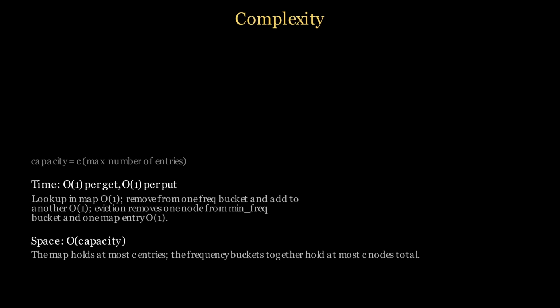Both get and put are constant time. We look up in the map, remove a node from one frequency bucket and add it to another, and at most evict one entry from the min_frequency bucket. Space is linear in capacity, the map and the frequency buckets together hold at most capacity entries.